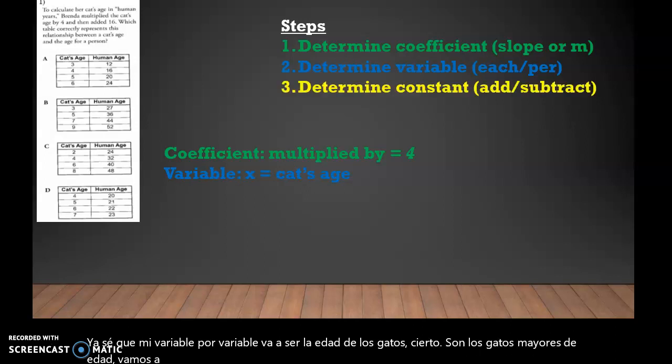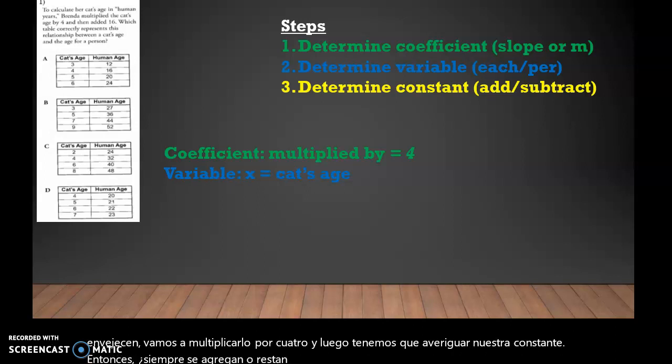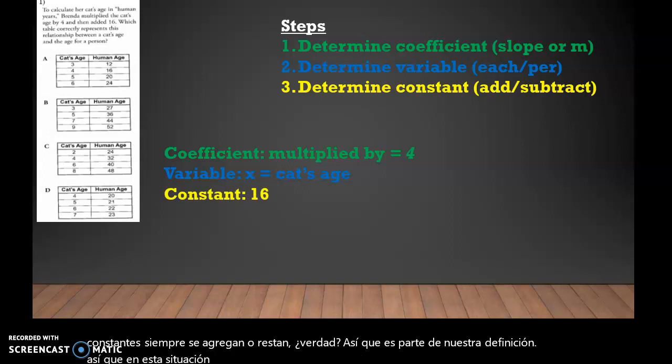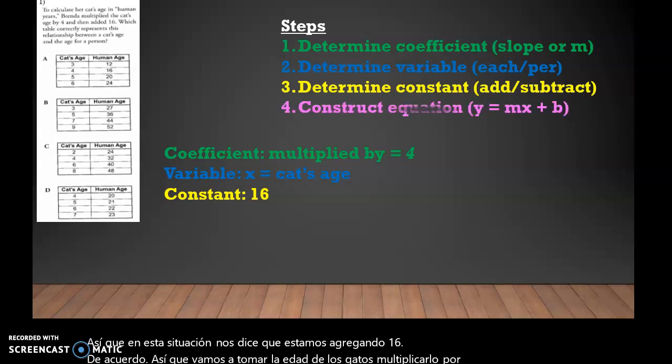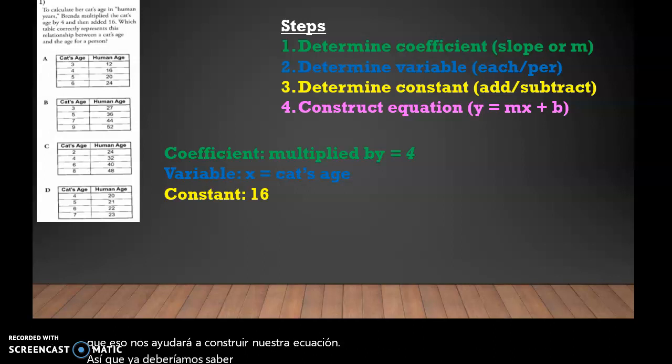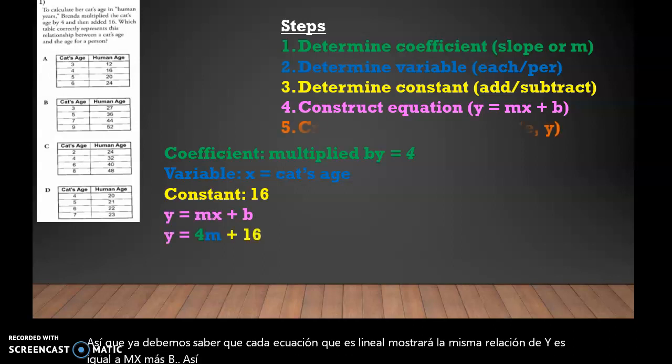And then we need to find out our constant. So our constant's always added or subtracted, right? So that's part of our definition. So in this situation, it tells us that we're adding 16. Okay, so we're going to take the cat's age, multiply it by 4, and add 16. In doing so, that's going to help us construct our equation. So we should already know that every equation that is linear will show the same relationship of y equals mx plus b. So in using that, we just go ahead and fill in our equation.